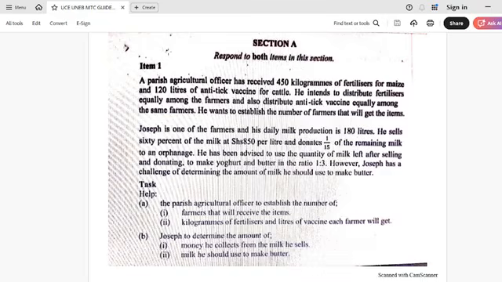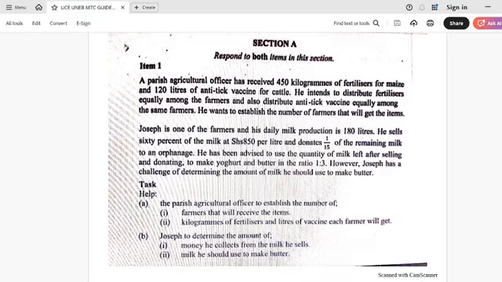If you look at what UNEB put on our tables just recently, this is what is in item number 1, and I hope you can see it. A parish agriculture officer has received 450 kilograms of fertilizers for maize and 120 liters of anti-tick vaccine for cattle. He intends to distribute the fertilizers equally among the farmers, and also distribute the anti-tick vaccine equally among the same farmers. He wants to establish the number of farmers that will get the items.